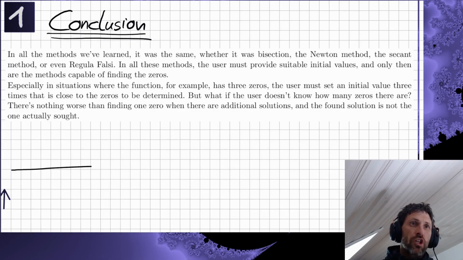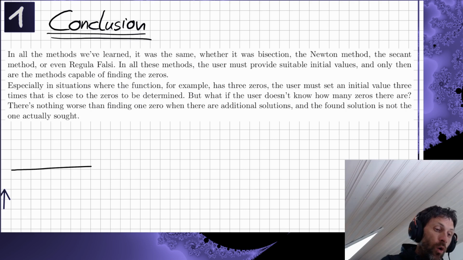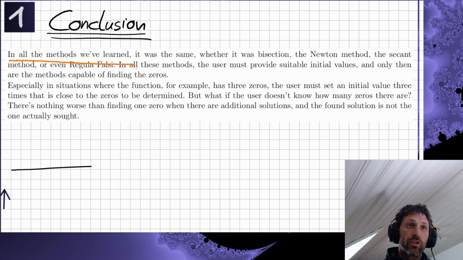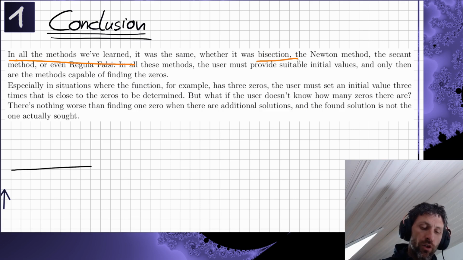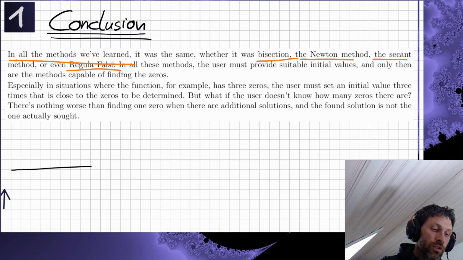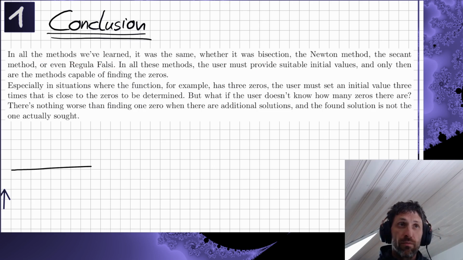Let's talk about the conclusion. What is the conclusion of all we have heard so far about solving an equation, finding the roots of functions? All the methods we talked about: bisection, Newton, the secant method, and the regula falsi method.